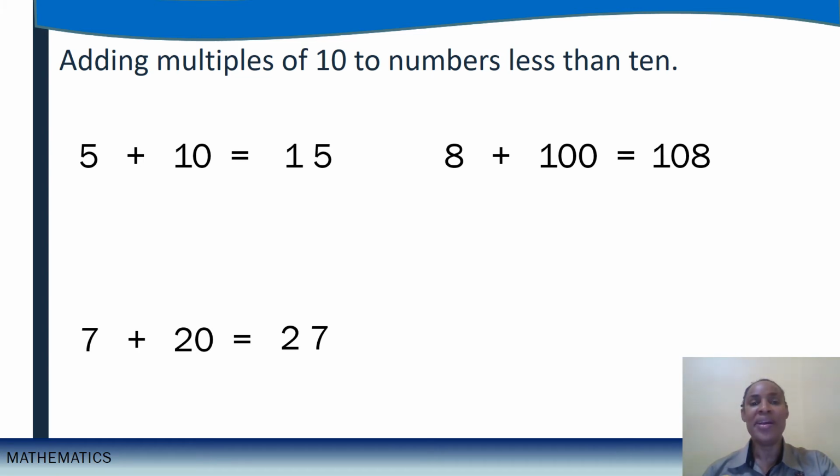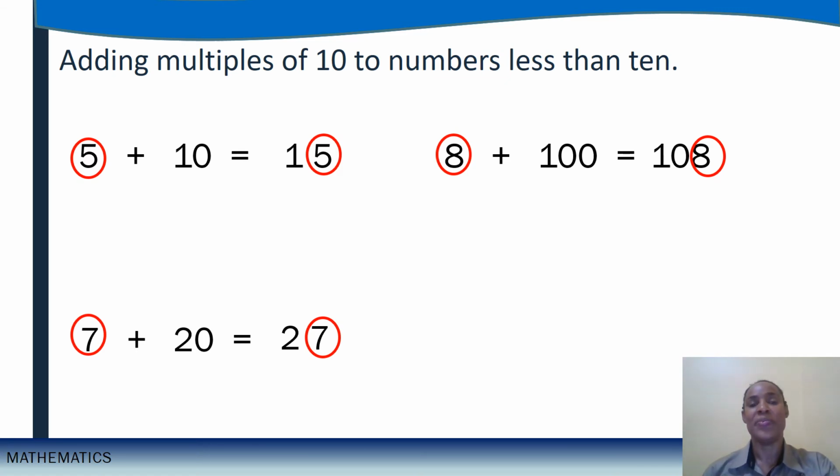Great going, boys and girls. If you said you noticed that when we add multiples of 10 to numbers less than 10, the digit in the ones place in the answer is the same as the number of ones being added, you are correct. Do you know why this is so, boys and girls?